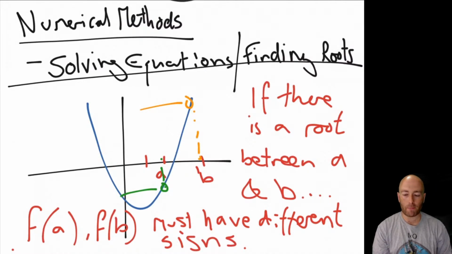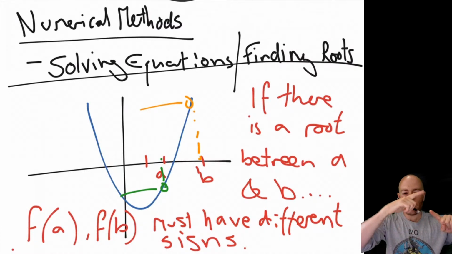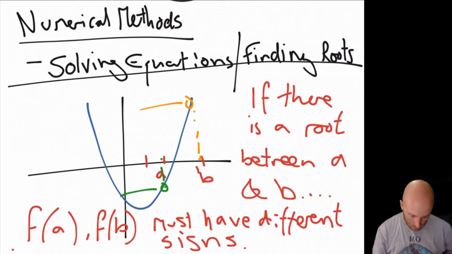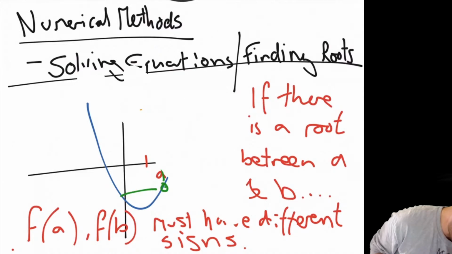Yeah, you'll see that. A is negative, B is positive. If we choose 2 points either side of a root, there must be a sign change because there must be a point between those two where the y value goes to 0. So let's write that out formally. So this is our first numerical method.